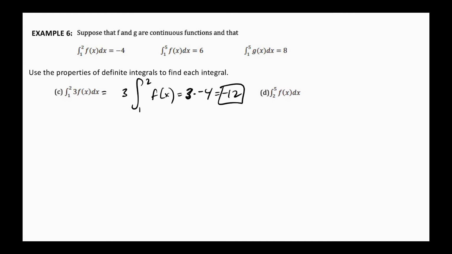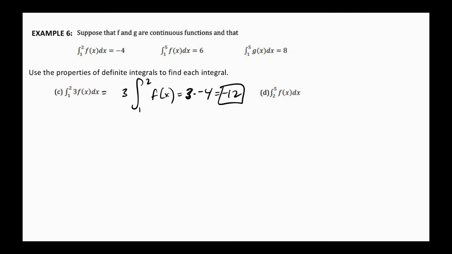C, you got the coefficient of 3. So it's tripling the amount of area that was there. So I just moved the 3 out to the front. We know from 1 to 2, the area is -4. So you multiply 3 times -4 and you get -12.